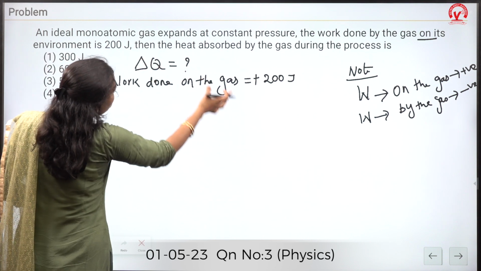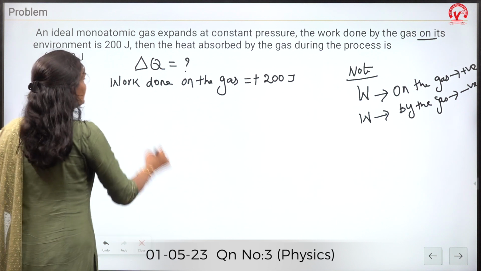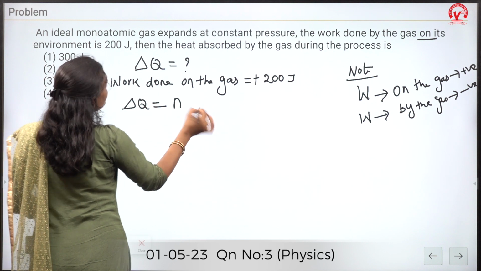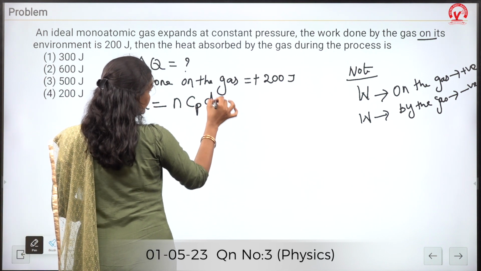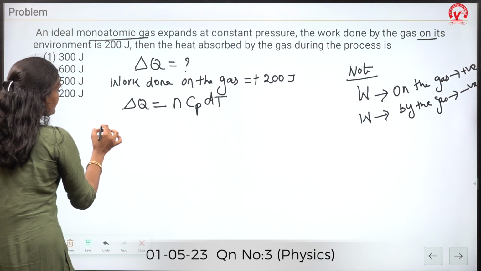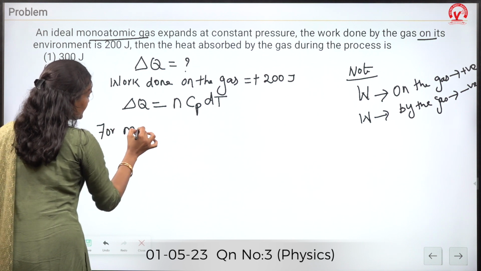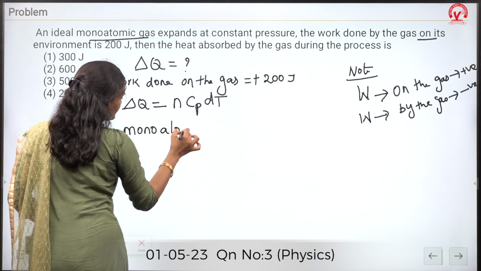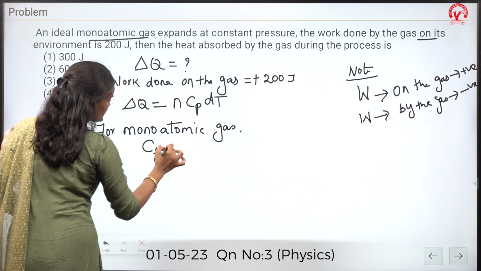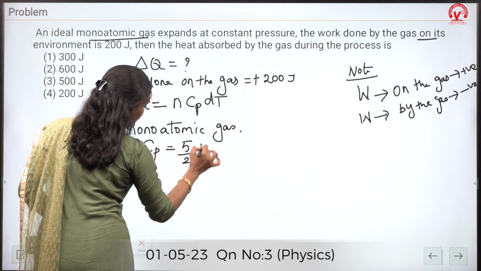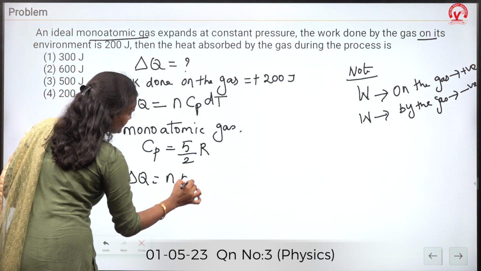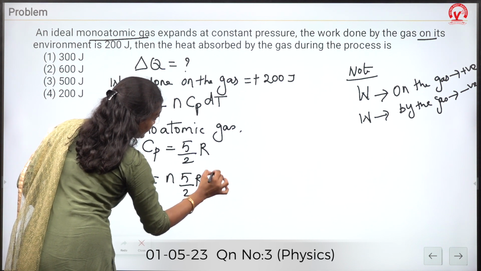Now what is the heat absorbed by the gas during the process? What is the formula for heat absorbed by the gas? Del Q is equal to n Cp dT. Here they have given an ideal monoatomic gas. For a monoatomic gas, the constant pressure heat capacity Cp is equal to 5 by 2 R. Now this can be written as del Q is equal to n into 5 by 2 R dT.